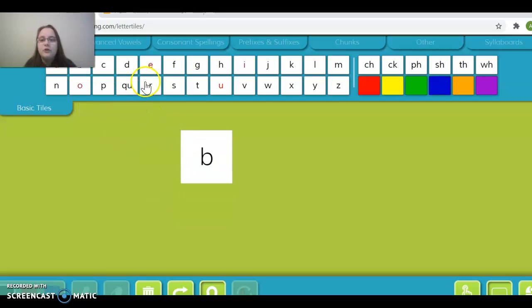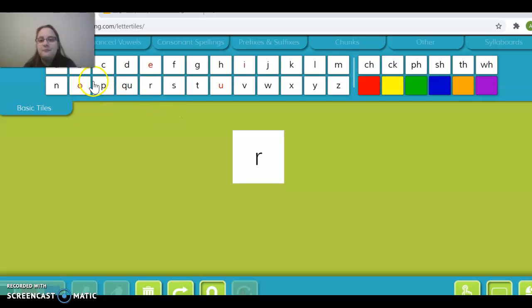Okay, friends. Our first R blend is with B and R. I know B says buh and R says rr, but if you blend them together, they say burr, like break, bread, brown. So everybody say that with me. Burr, like burr, it's cold in here. That's our first R blend.